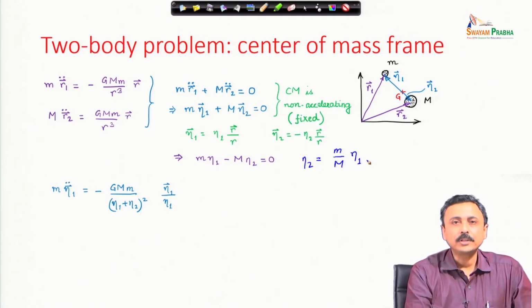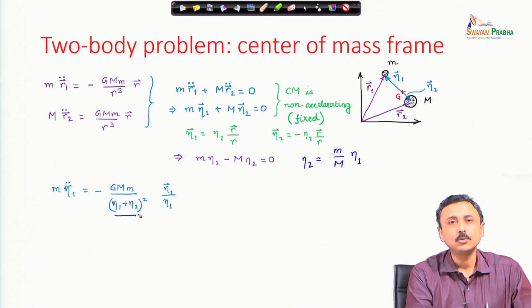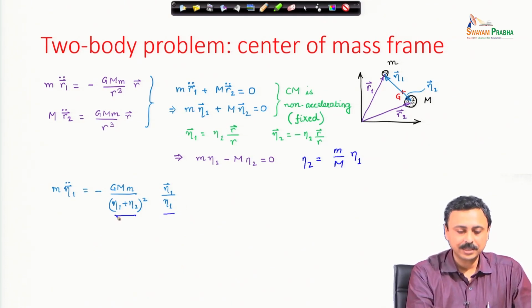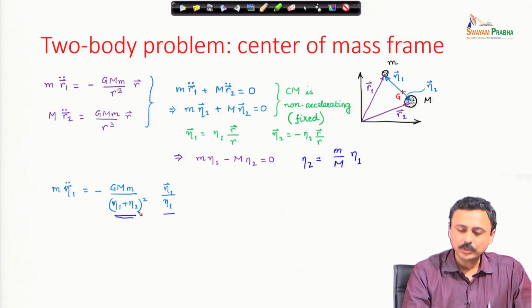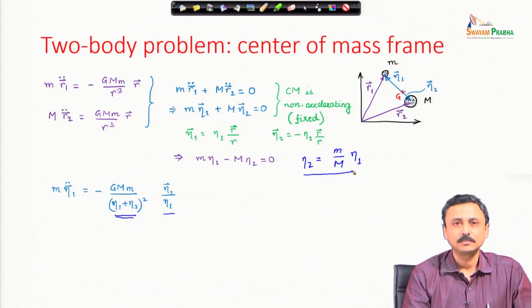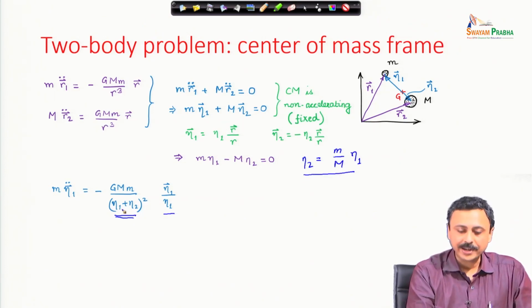Now, for the small mass, m eta 1 double dot is therefore minus G m M by, now this I can write as eta 1 plus eta 2 whole square, times the unit vector eta 1. This is the unit vector eta 1. This is the total distance between small m and capital M, because eta 1 and eta 2 are magnitudes, remember, and eta 2 now I will replace with this expression and I will pull out eta 1. I will pull out eta 1, then what do I get?